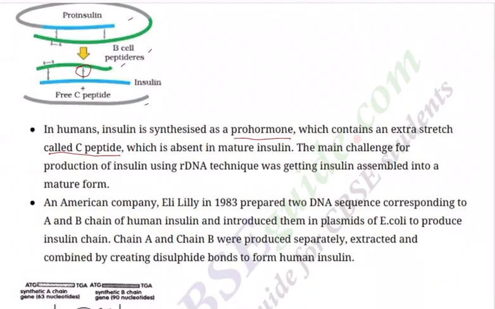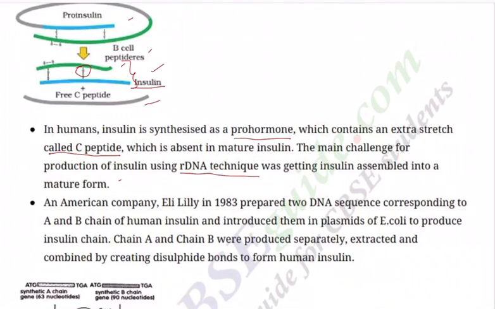When it becomes active insulin, what is happening is that the A peptide chain and B peptide chain are interlinked with disulfide bonds, and the C peptide chain gets freed, it becomes independent. Once the C peptide becomes free, then the proinsulin is said to have become active insulin. So the main challenge for production of insulin using rDNA technique was getting insulin assembled into mature form. That means how to make this C peptide free. That is a challenge for us.